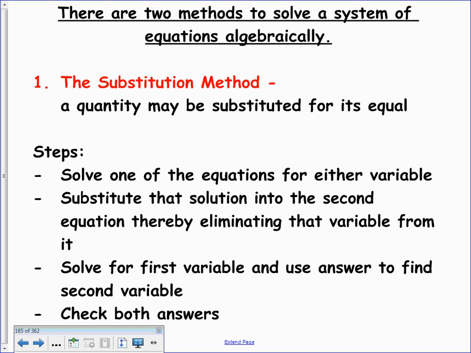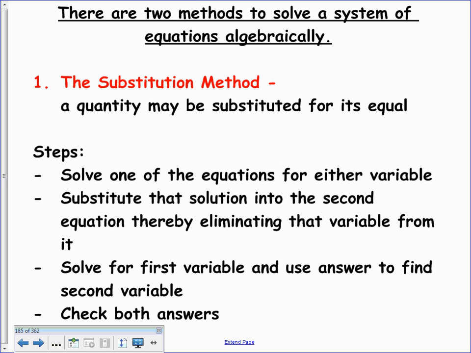Yesterday we learned how to solve a system of equations using our graph. That is called solving a system of equations graphically. Today we are going to use algebra. So I'm going to show you the substitution method, which is one method that I can use to solve a system of equations using algebra, algebraically. Next week we're going to learn how to solve it using another method algebraically.